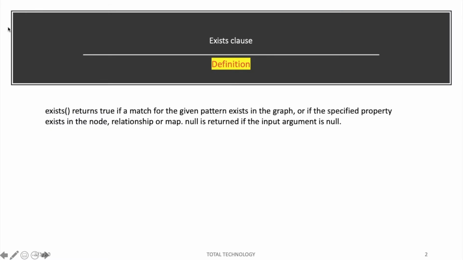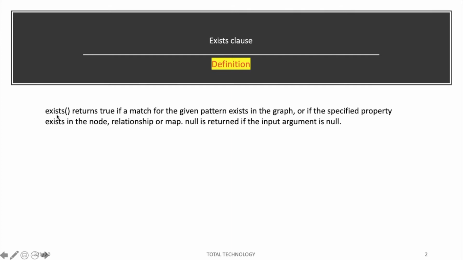So what is the exist clause? Exist returns true if a match for a given pattern exists in the graph or the specified property exists in the node. For example, you have a graph with 5 nodes in total, and for 3 of the nodes you have a property called company. Now you want to find for which nodes, or how many nodes, the property company exists.